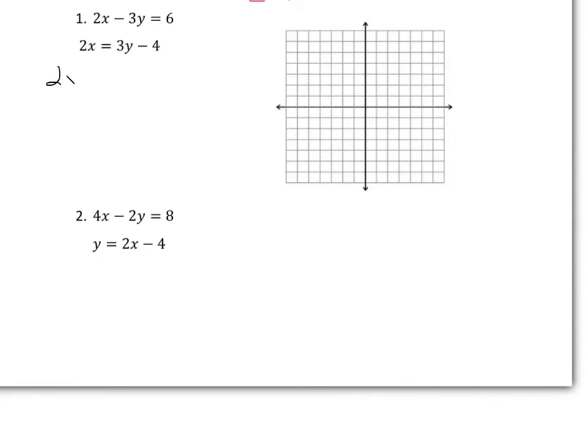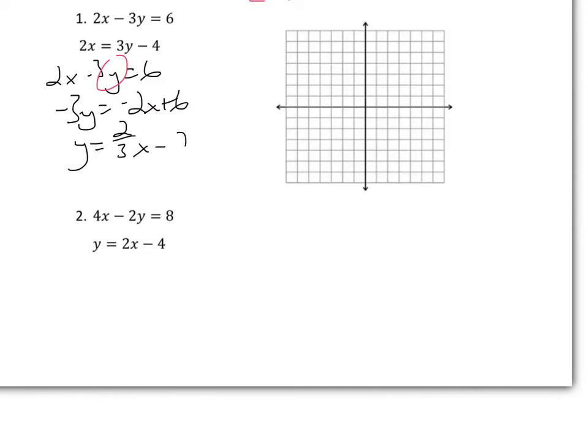So we have 2x minus 3y equals 6. To get into y equals mx plus b form, we have to solve for y, so get y by itself. In order to do that, we'll subtract the 2x from both sides. We'll have negative 3y equals negative 2x plus 6. And then we'll divide by negative 3 on both sides to get y equals 2/3 x minus 2. Then we can graph that part.